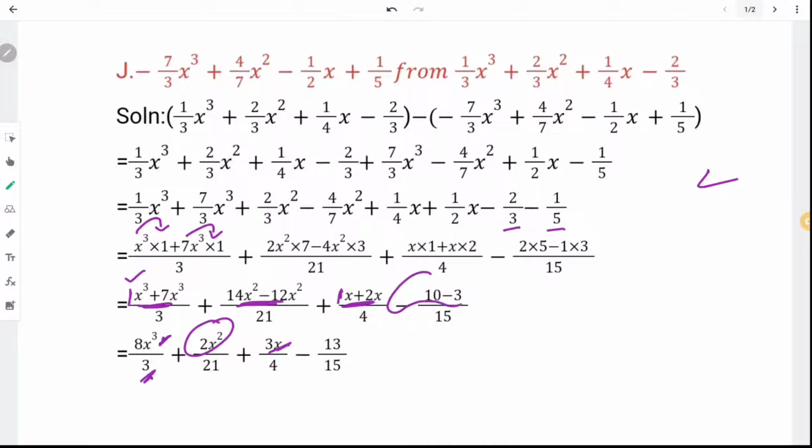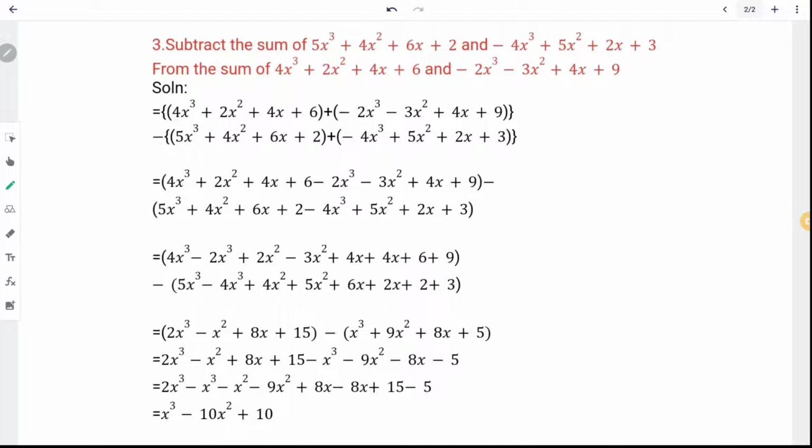If you look here, we have minus 10 minus 3, they are both minus, right? So I have to add them, but the sign will be minus, and we're going to get minus 13 by 15. Let's do one more.